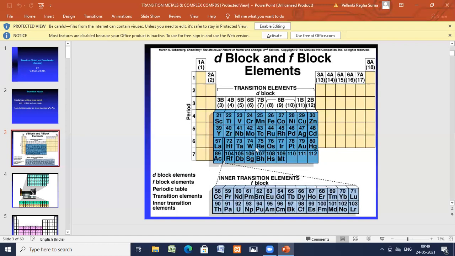And these are dense with high melting points and boiling points. So these are the general properties. They tend to be hard with high tensile strength and good mechanical properties. They're good conductors of heat and electricity. And most have a close-packed structure of the atoms. These are much less reactive than the S block elements.